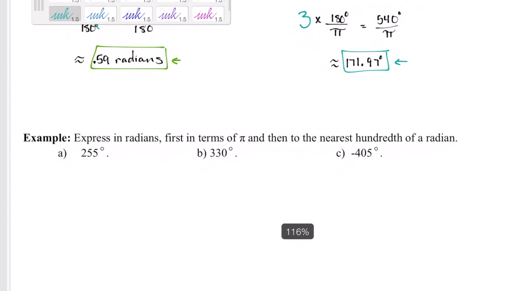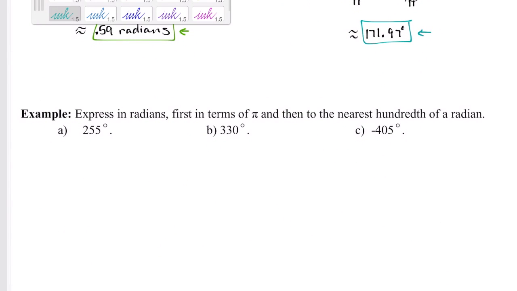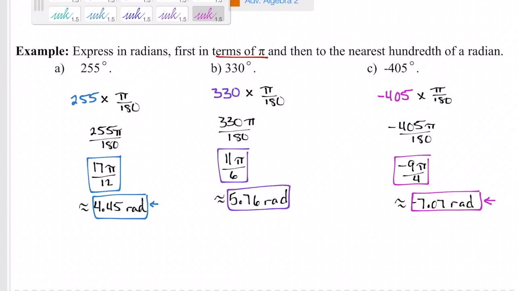So here, these are just more examples going from degrees to radians. And so here first they are asking us to put it into terms of pi and then put it in as a nearest 100th of a radian. So you can go ahead and pause the video here, check it out yourself, see how you do. You're going to see, magically, suddenly all the answers are here, like bippity boppity boo. And here are the answers.